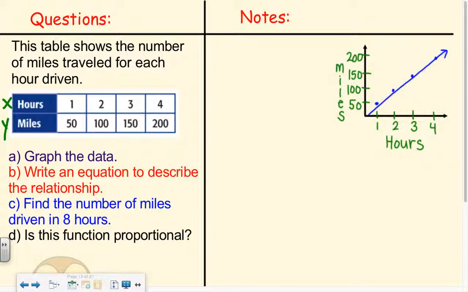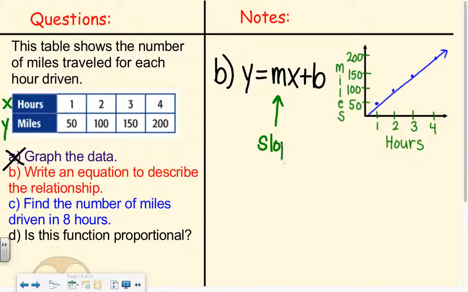So we're done with letter A. Now let's go to letter B. It says write an equation to describe the relationship. So for part B, we need to write an equation, and that means we need it to be in y equals mx plus b form, or f of x equals mx plus b. Remember that m is our slope. So we need to figure out the slope of our line. There's a couple ways you could do that, but I think the easiest is just doing rise over run. If I pick 2 dots on my line, let's say this one and this one, I'm going to do rise over run.